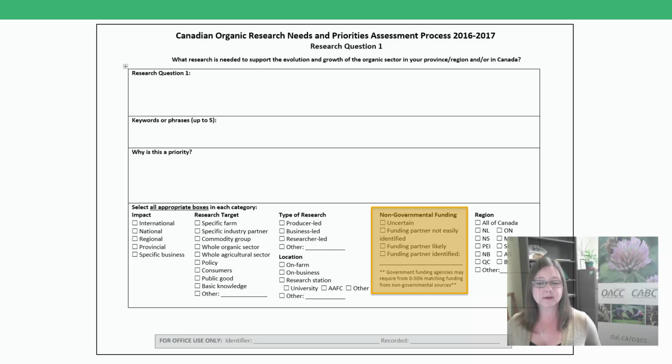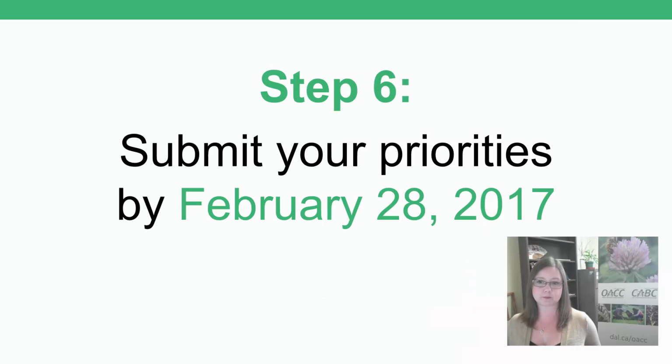Next, on to funding. Government funding agencies tend to require matching funding from non-governmental sources. Please indicate whether you feel that non-governmental matching funding partners for the proposed research are either not easily identified, likely, or have been identified by your group. If you have identified a partner, please provide this information. If you do not know whether the research could receive non-governmental support, please select Uncertain. And finally, please provide some information on the region where you feel the research should take place.